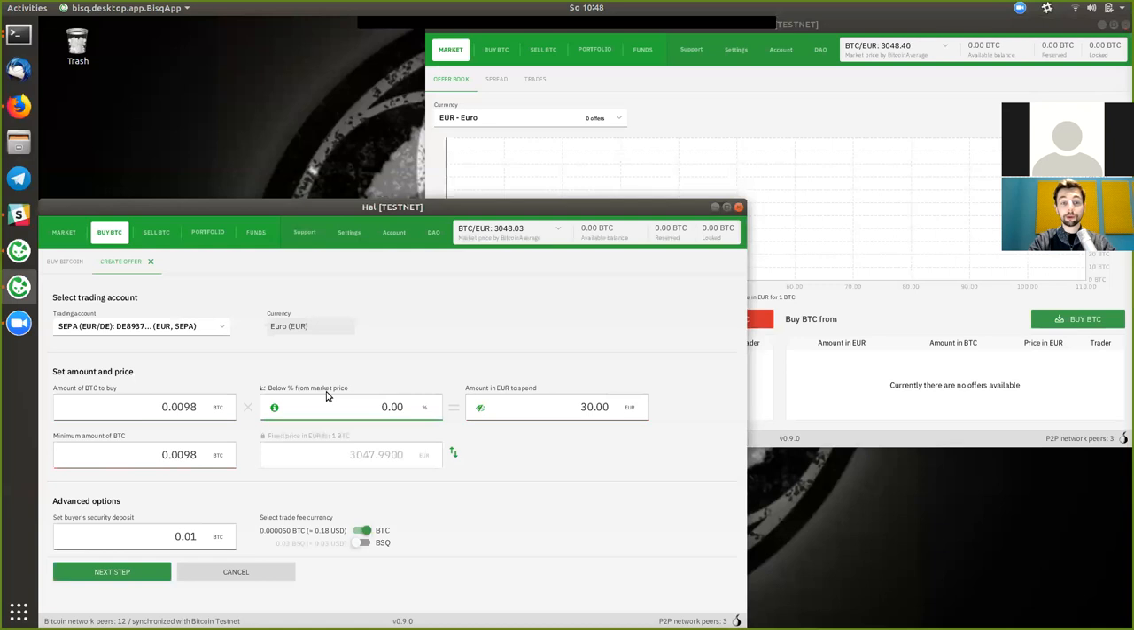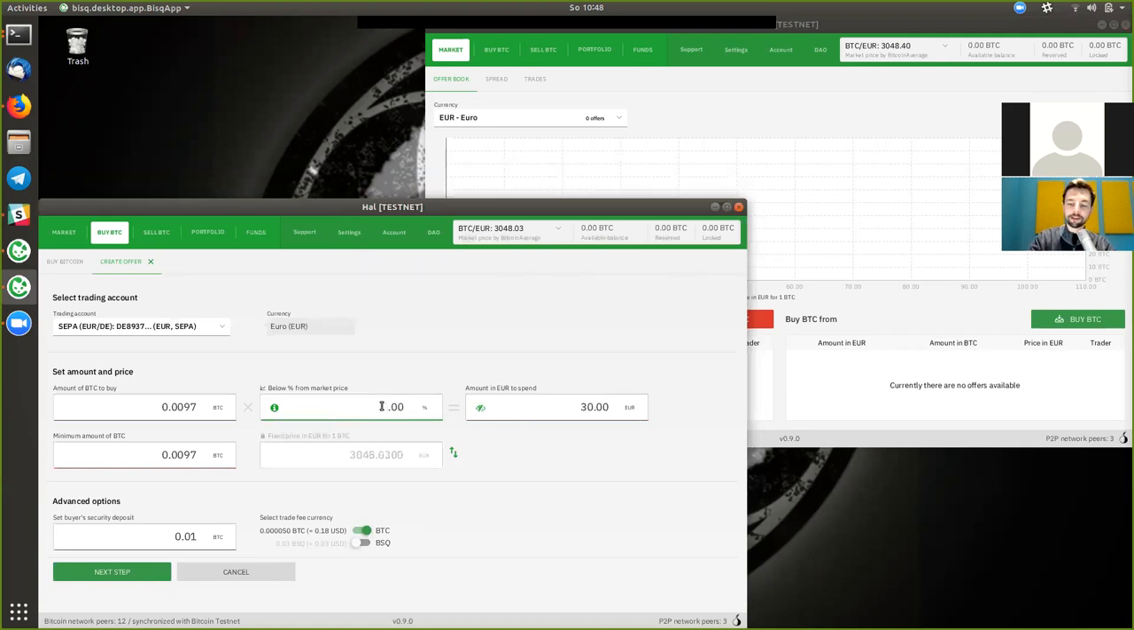And then he can also set a specific below the market price percentage. We see up here that the market price is at 3,048 euros for one Bitcoin. Super cheap. Come on, use Bisq to buy a couple. And then you can say if you want to buy below that. So you could say if we want to have 50% below, which would be rather extreme, let's say 5%, then we would get 28 euros in order to get 0.009 Bitcoin, which is 5% below the market price.